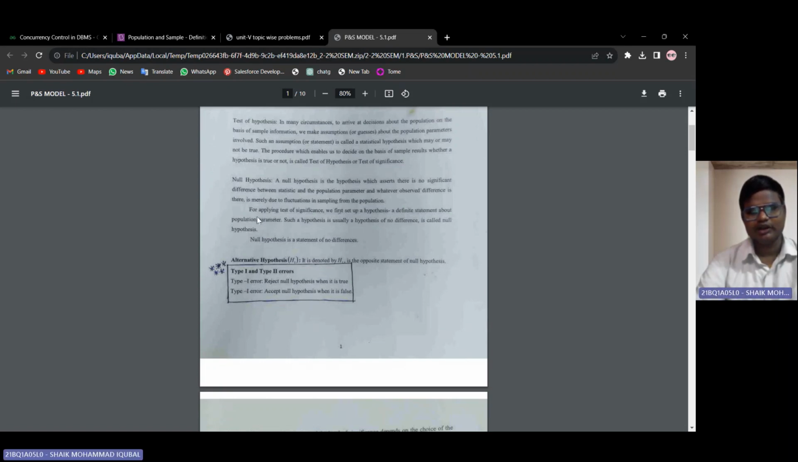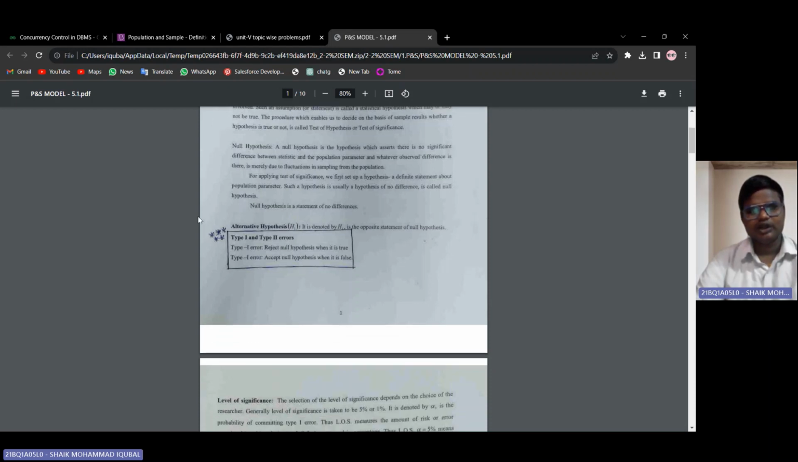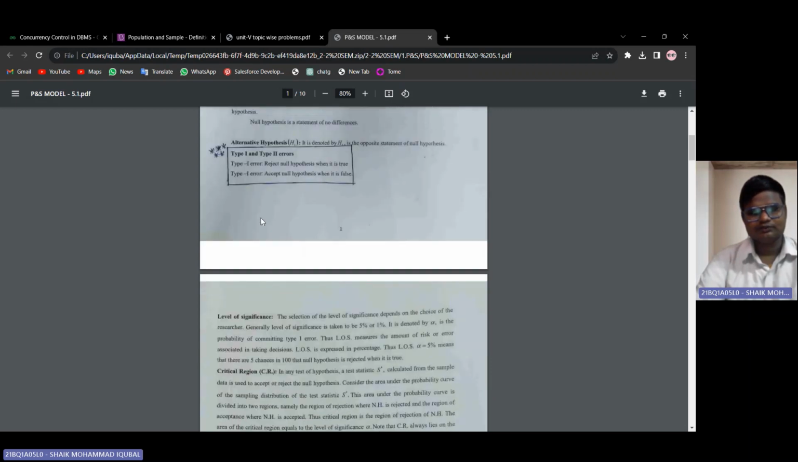Alternative hypothesis. It is denoted by H1. It is the opposite statement of the null hypothesis. There are two types of error, type 1 error and type 2 error. Type 1 error: reject the null hypothesis when it is true. Type 2 error: accept the null hypothesis when it is false.